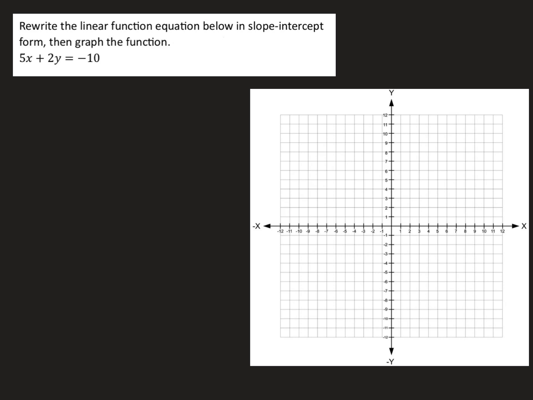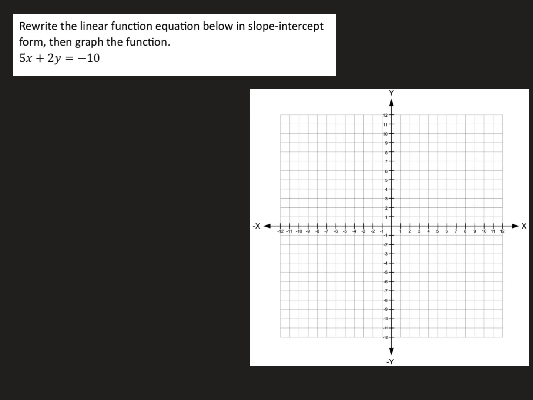So the best way to do this, to get it into slope-intercept form, is to solve for y. So we're looking for a y equals here. And then we need to make sure that the other side of the equation is simplified as much as possible. We don't leave any distributions or any terms uncombined. So that's what we'll do.